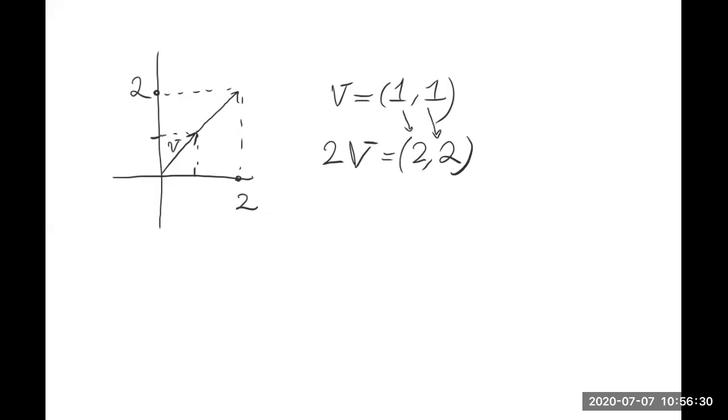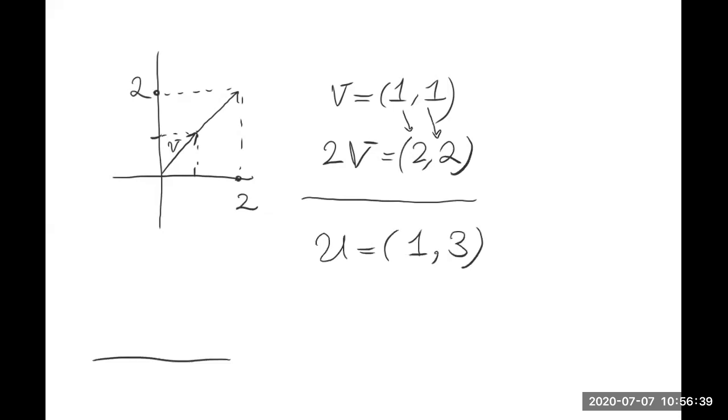So for example, if I have another vector, say u, whose coordinates are 1 and 3. This vector looks like this. If they ask me what is 2 times u, that's going to be this vector.